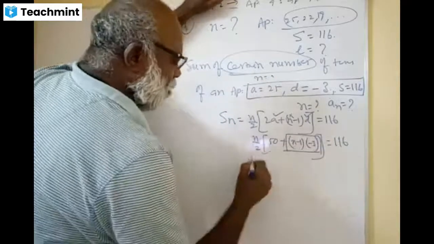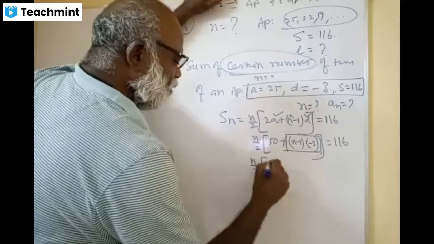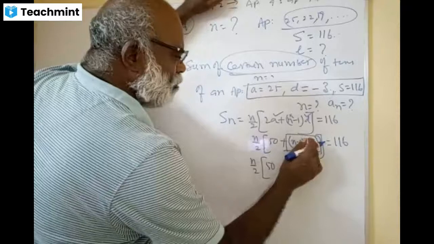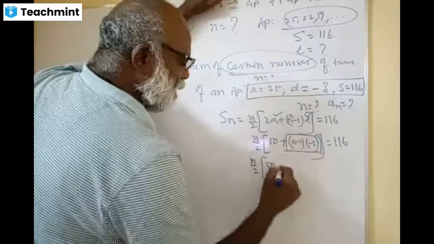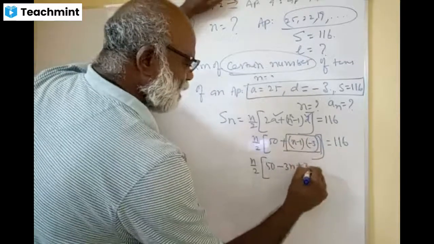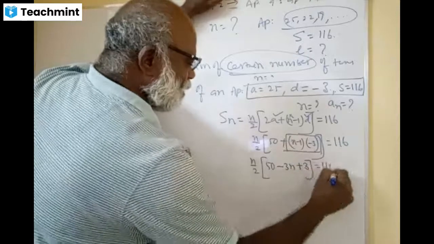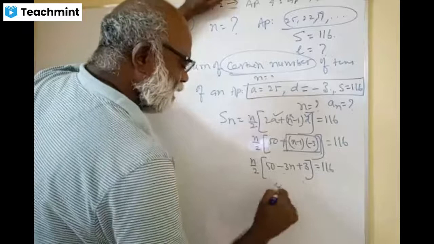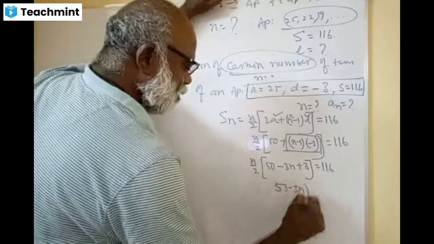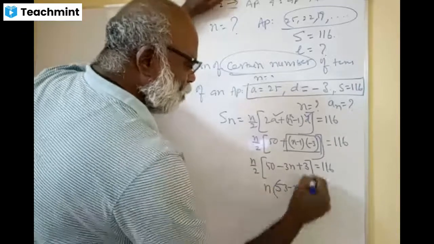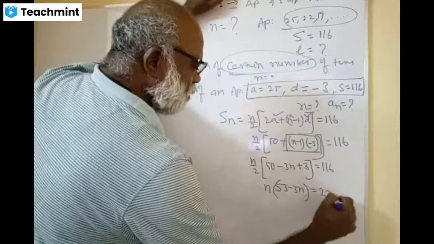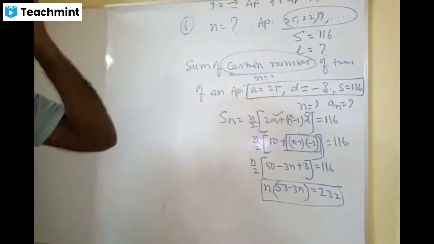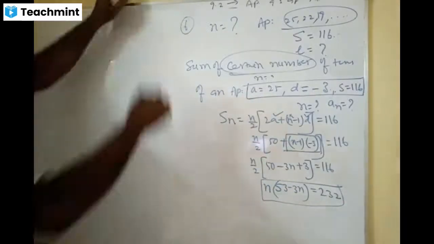Friends, n by 2 into 50 plus, into minus is minus, minus 3n plus 3. That is equal to 116. That is 53 minus 3n into n by 2, and this becomes 232. Do you agree, all of you, please? Yes, sir. Wonderful.